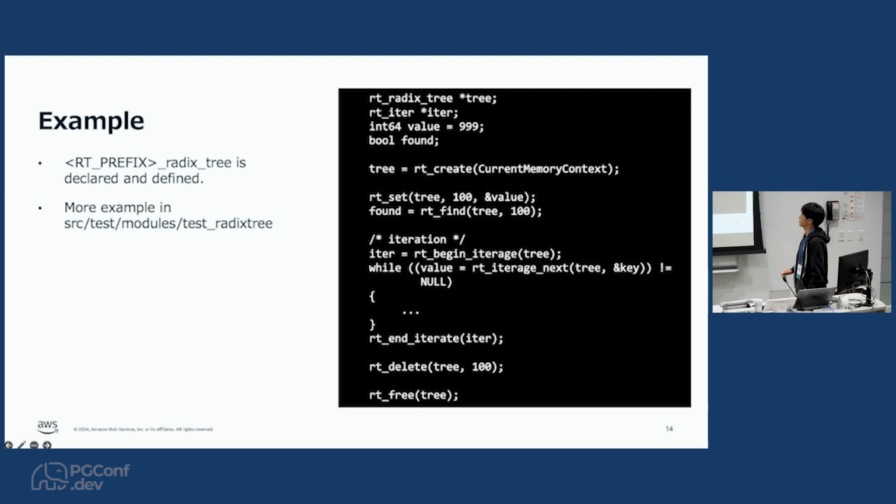This is a very simple example of how to use the radix tree. As you can see, the RT create function takes a memory context, and the whole radix tree is created in this memory context. We do RT set and RT find, the iteration is something like that, and then delete and free. We have a test module in src/test/modules/test_radixtree, so you can see more examples there.